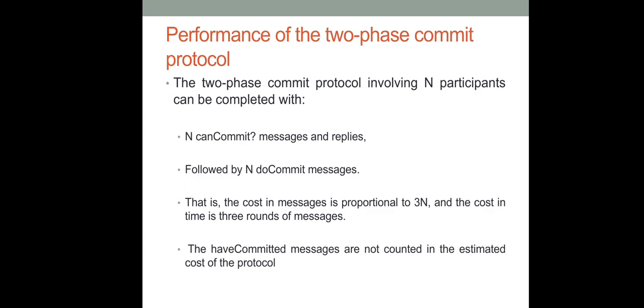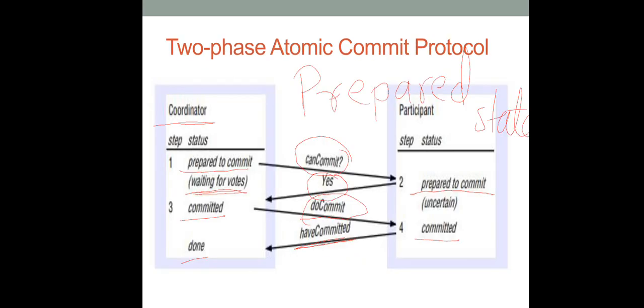Now we will see the failure model of the two-phase atomic commit protocol. In the case of the two-phase atomic commit protocol, we are going to see what the overhead will be, that is, how many messages are required for each transaction. The number of messages required for each transaction will be: one is can commit, which is one message going from the coordinator to the participant. The second one is the vote, which can be yes or no. The third one is do commit or do abort.